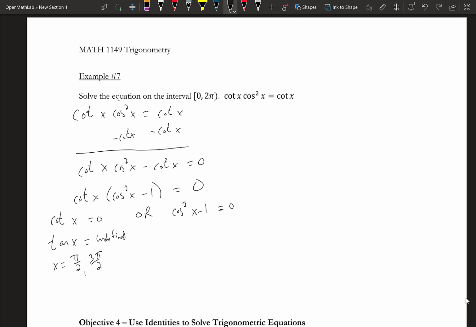And then for the cosine squared x minus 1 equals 0, I could add 1 to both sides and get cosine squared x equals 1. Take the square root of both sides, which leaves me with cosine of x equals plus or minus 1. So cosine of x equals plus or minus 1 when x is 0 or when x is pi.